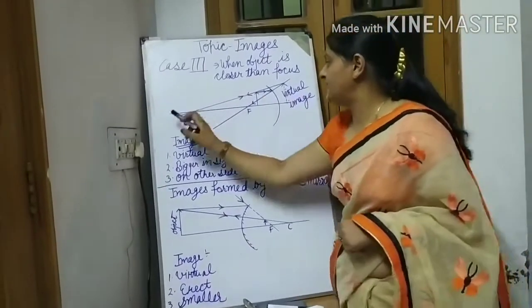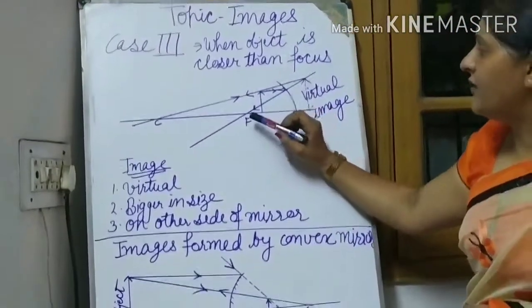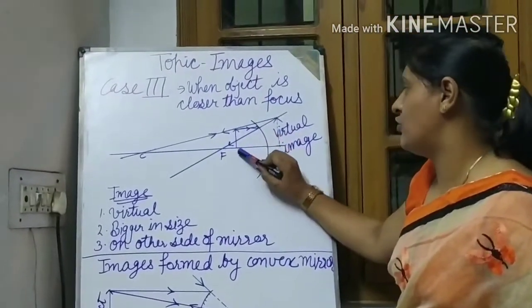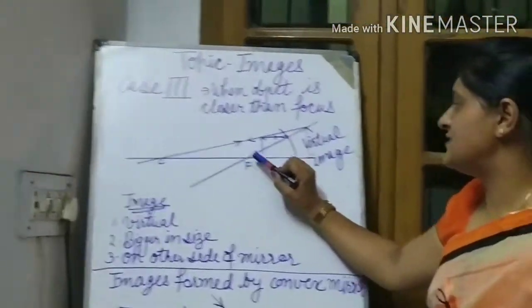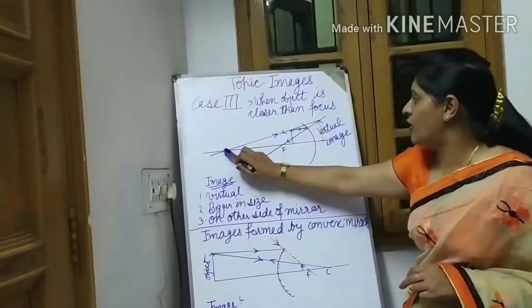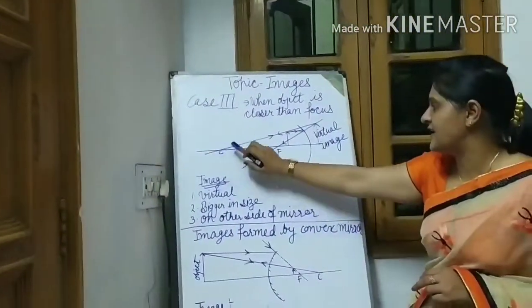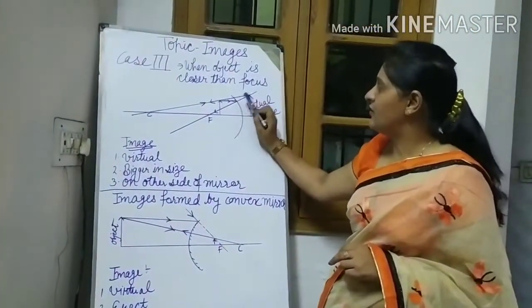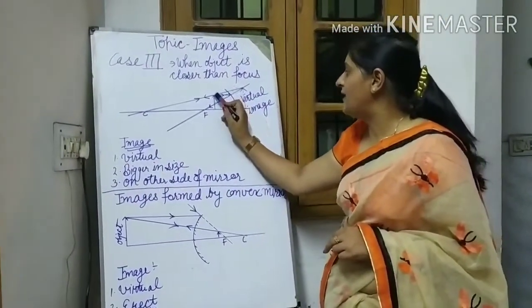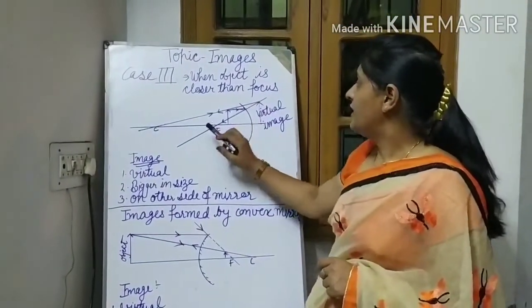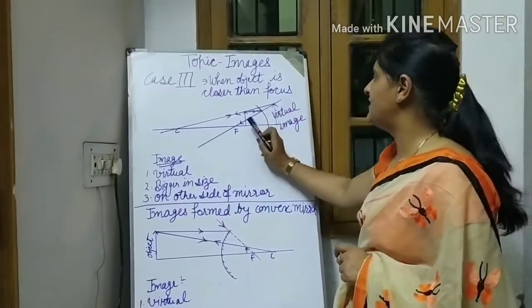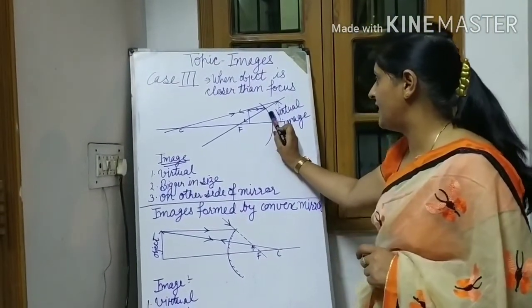Now see in this diagram. Here this is the focus and we have taken the object which is closer than the focus. Object focus se bhi aage hai. Now here two rays will be there. The first ray will be from the center of curvature, and the reflected ray will be the same. The other ray is parallel to the principal axis.